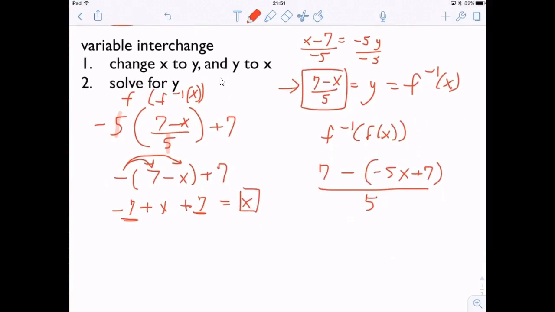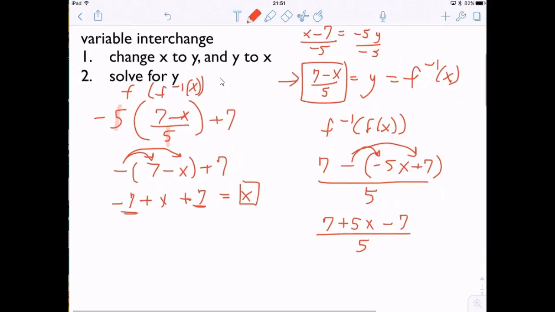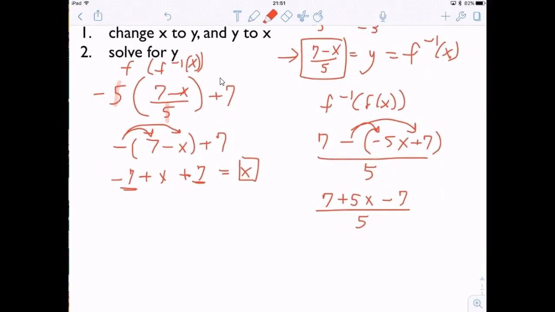So now I'm going to prove this one, and so I'm going to distribute the negative sign to the first and the second element here. So I'm going to have 7 minus a negative 5x, which is plus 5x, minus 7 divided by 5. I saw a lot of you on the quiz try to cancel out the 5 here, but you can't, because you need to be able to factor out 5 to cancel it out, and you're not factoring it out here.